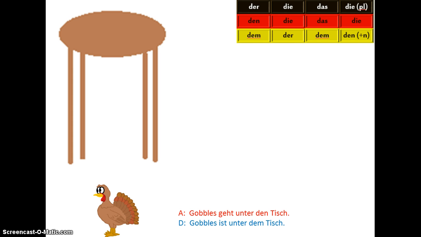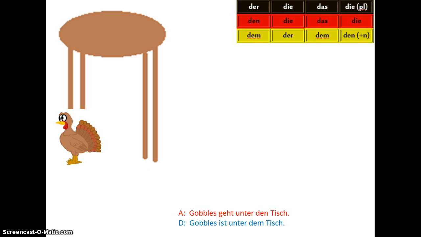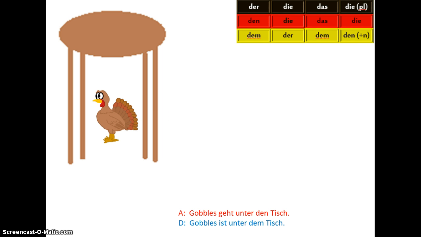Alright, here's one with the table. Gobbles geht unter den Tisch. We use unter because he's going under the table. And we use den because that's the accusative for der. And then Gobbles ist unter dem Tisch. We know it's the dative because he's there and it's not movement. You know, accusative is movement and dative is when you're already there. And so it's dem Tisch.